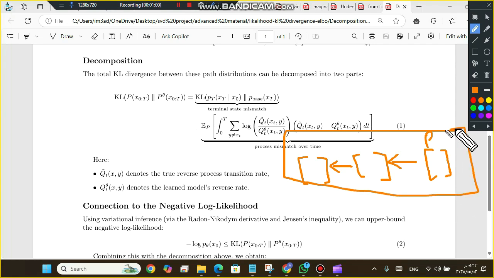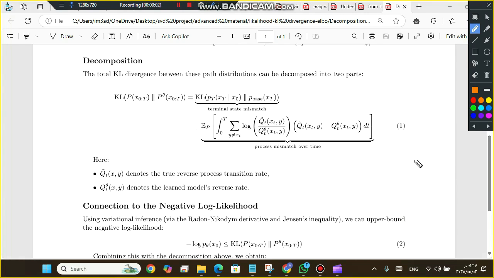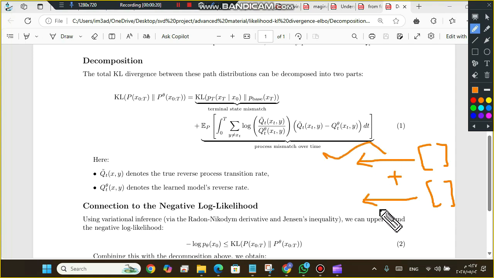And assume that in the forward diffusion process we have this other path over here. So we say that the difference between the two paths is the difference between the starting point, which is the final vector at time t, plus the divergence between the two transitional processes over here.